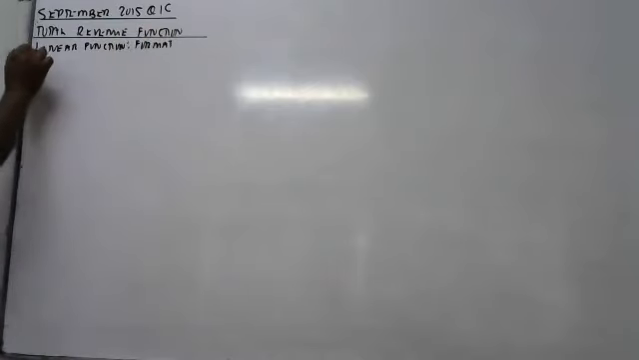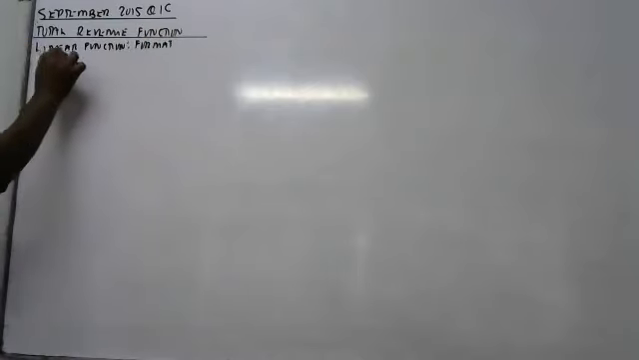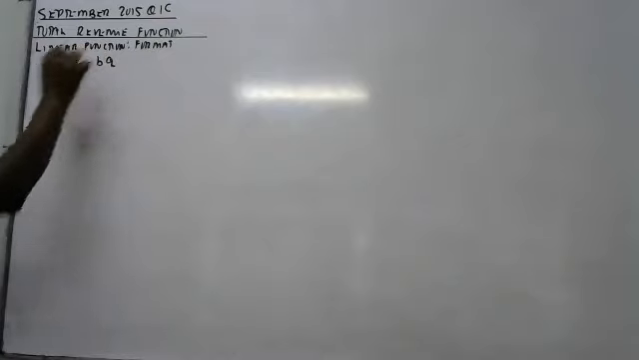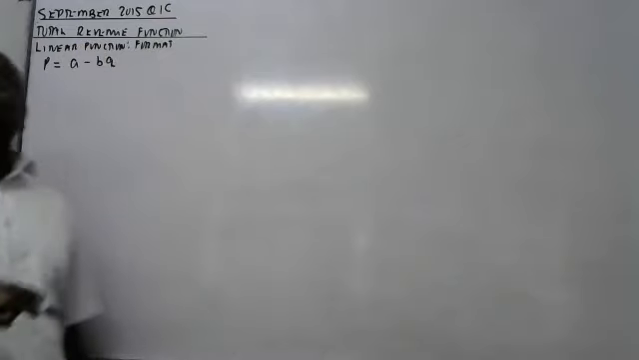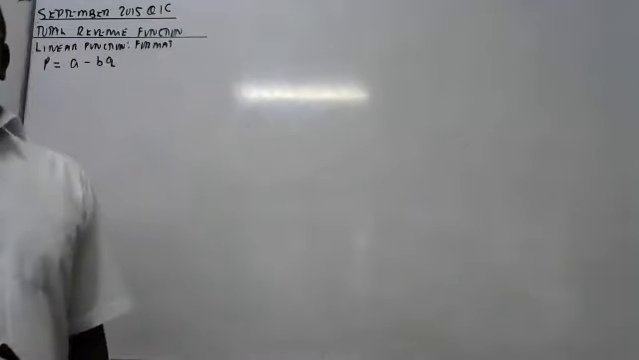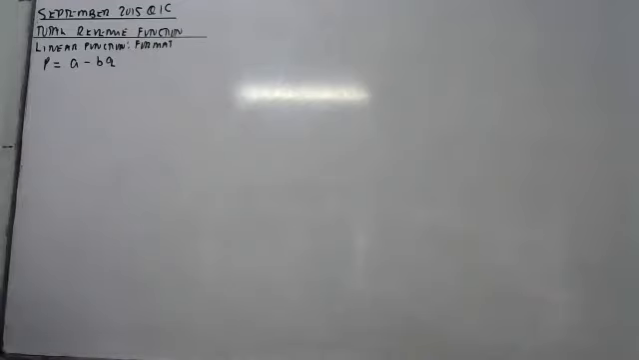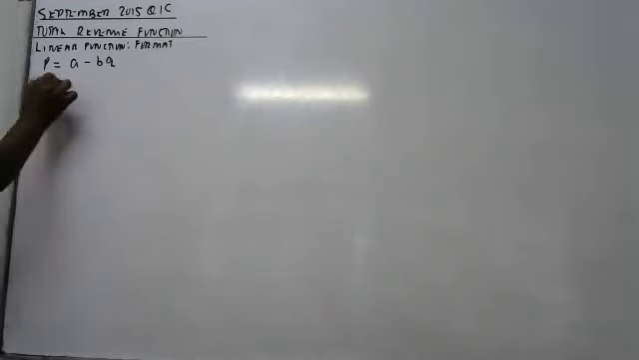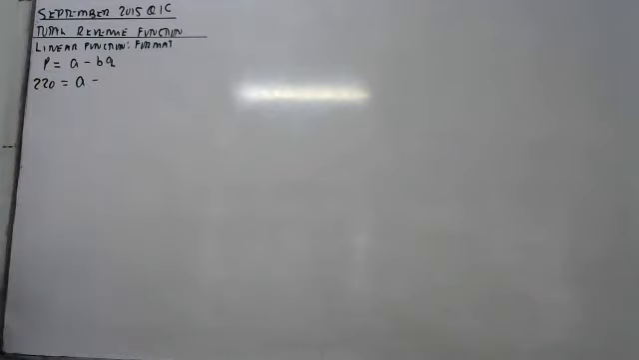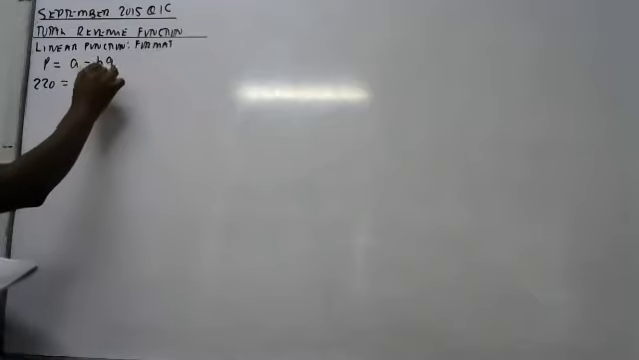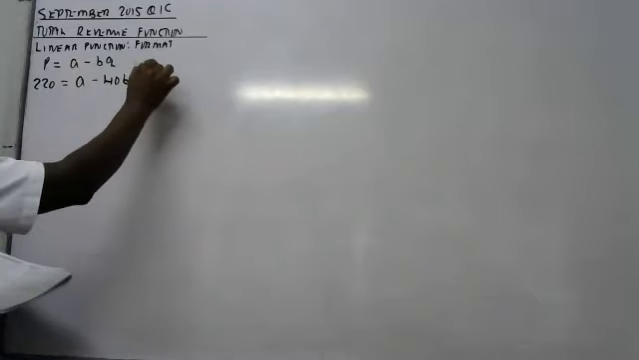The format is P equals A minus BQ. You now substitute the values we've been given. When the price is 220, Q, which are the units, is 40. So 220 equals A minus 40B. This one is called equation one.